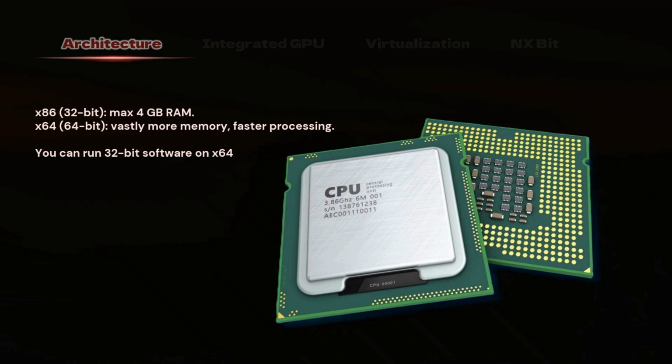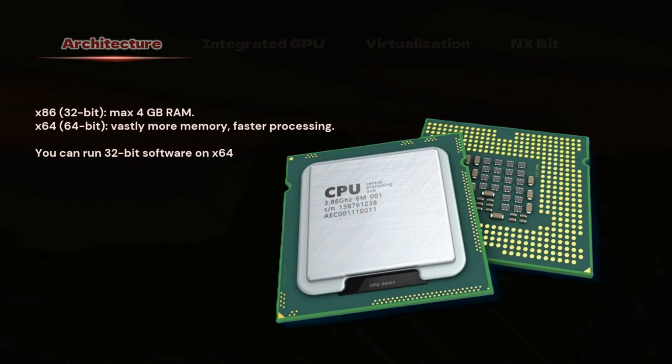specifically related to the width of the data buses, registers, and memory address spaces. x86 is a 32-bit architecture based on a 32-bit instruction set, meaning it can handle 32 bits of data at a time. Now this limits the maximum addressable memory to 4 gigabytes. On the other hand, x64 is a 64-bit extension of the x86 architecture.